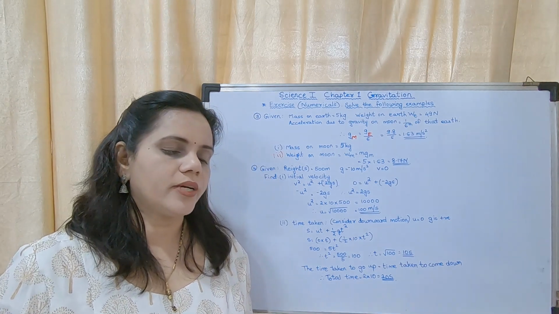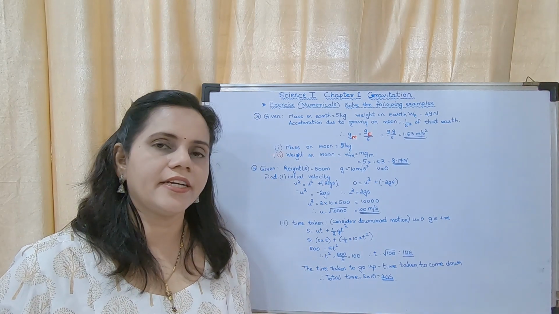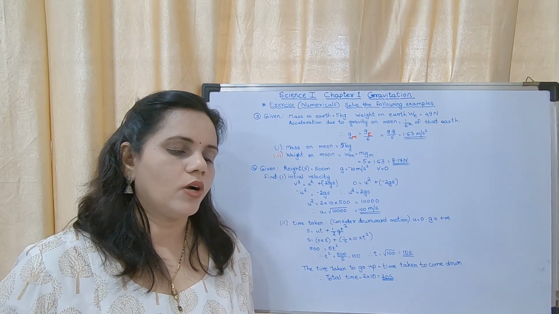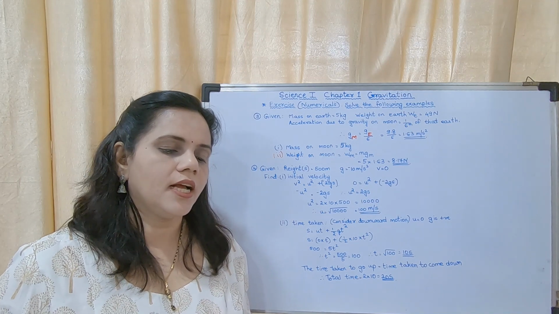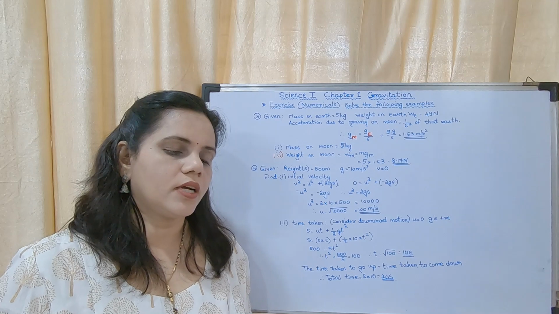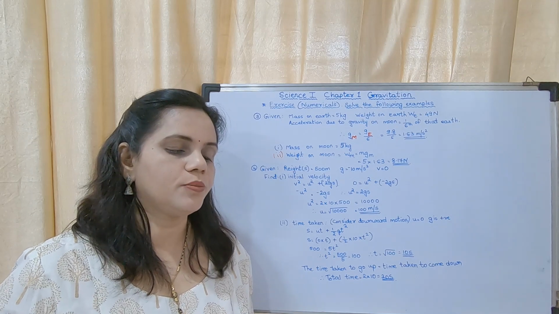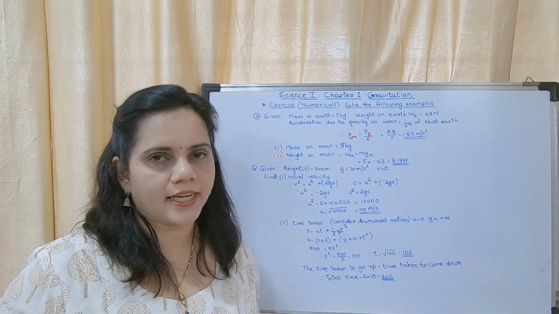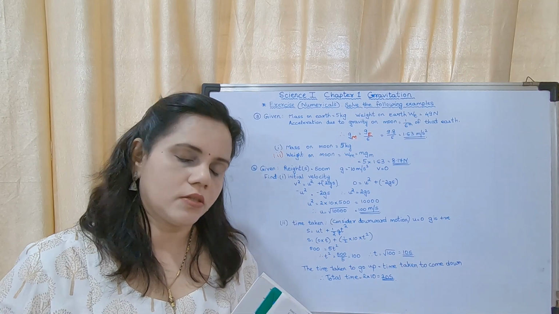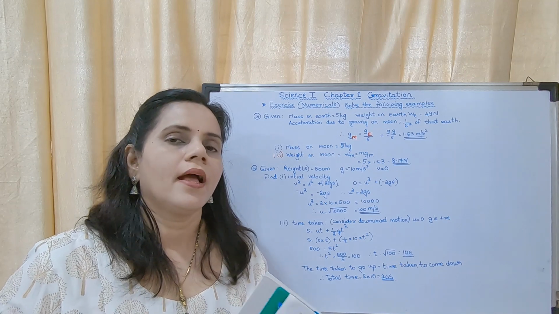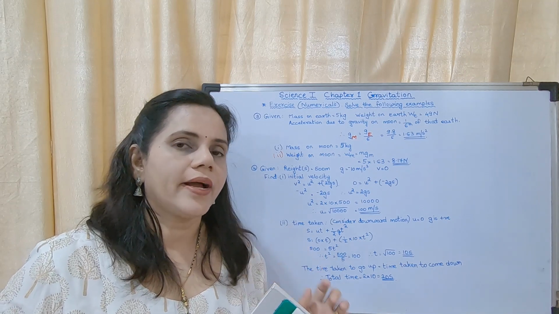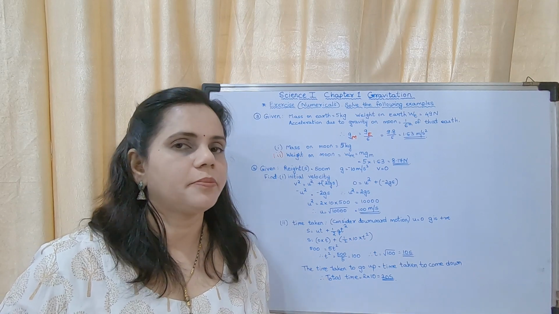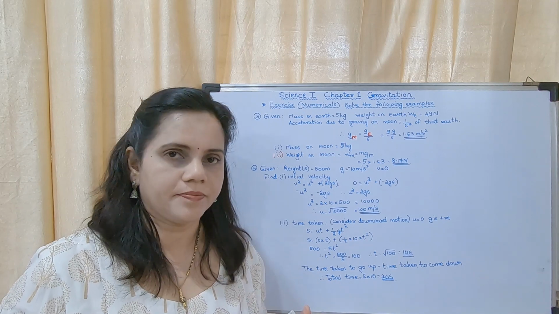Now the next question is D. An object thrown vertically upwards reaches a height of 500 meter. What was its initial velocity? How long will the object take to come back to the earth? Assume g is equal to 10 meter per second square. So as I told you earlier, you have been provided g is equal to 10 meter per second square here.